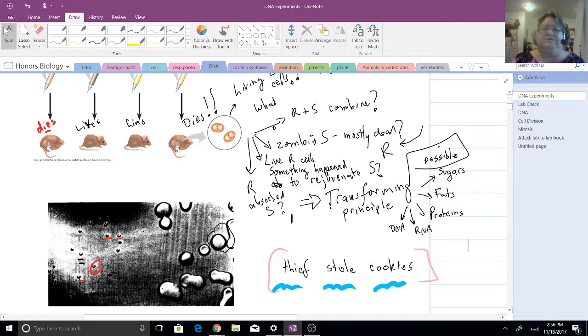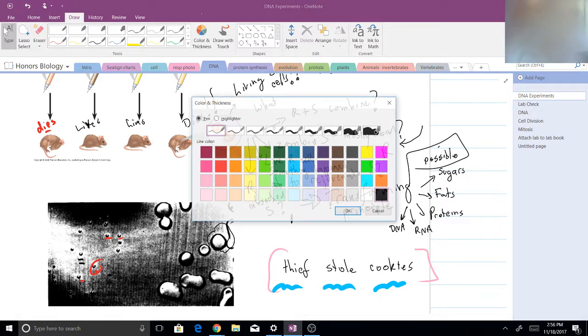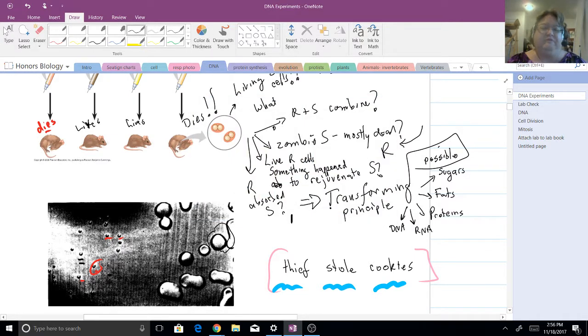What was the transforming principle? And so they came up with a list, and the list might seem a little familiar to you because they went through all of the different possibilities: sugars, fats, proteins, RNA, DNA. These are all different types of organic molecules that are in the cell.